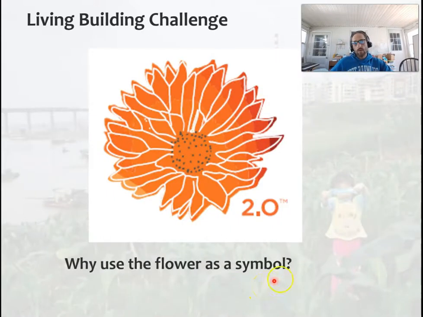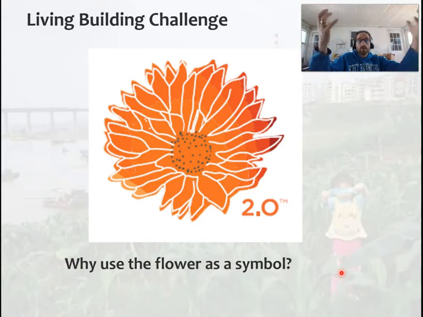And they use the flower as their symbol, and he mentioned this in the video, but the importance of the flower is that number one, if you think about the energy that a flower uses, it only uses the energy from the sun that hits it, using photosynthesis. So that's all the energy it needs. If we could have a building where all the energy it needs is the sun that hits it, we'd be in really good shape.